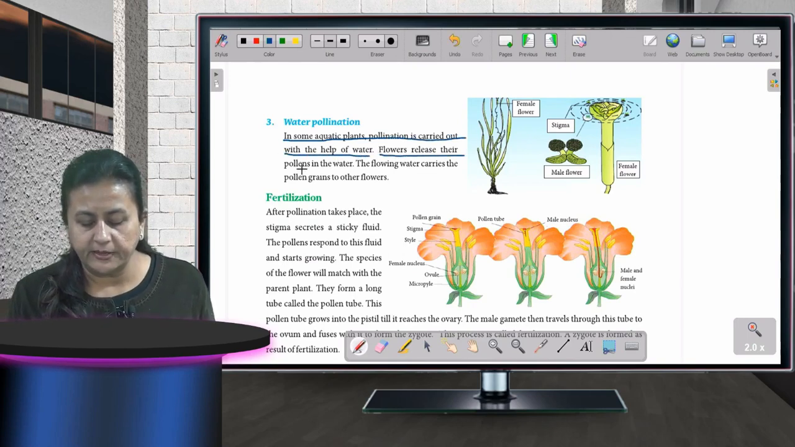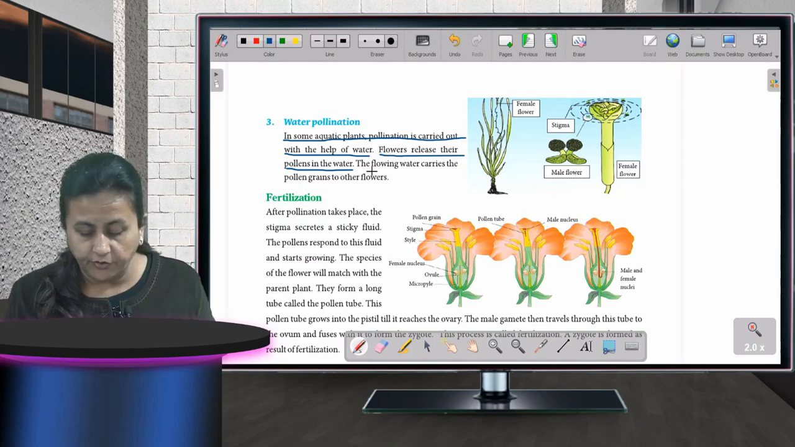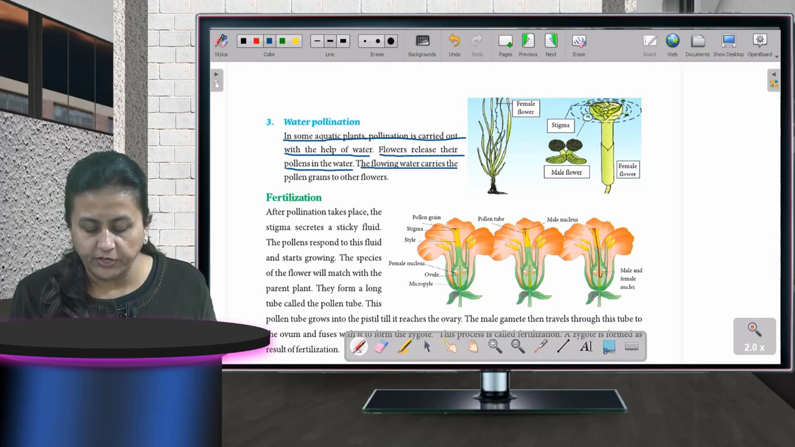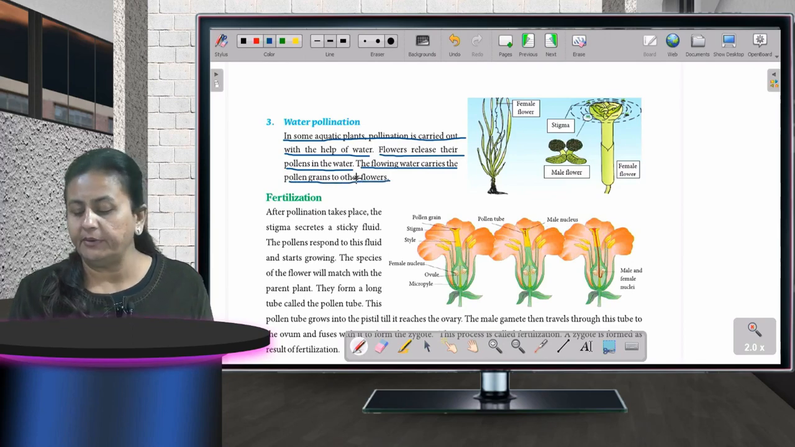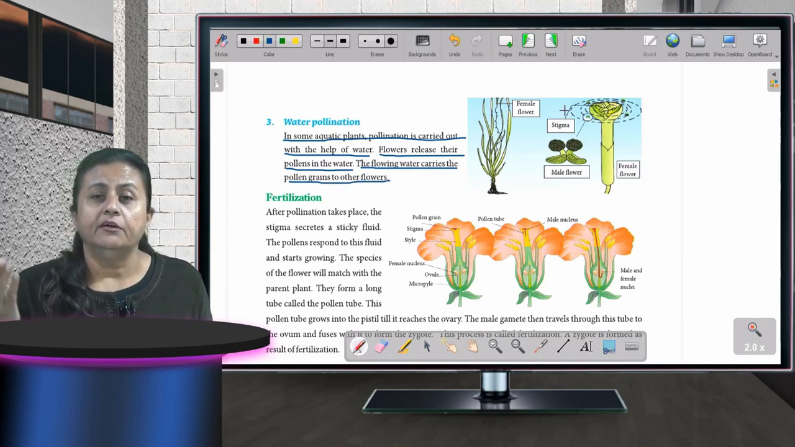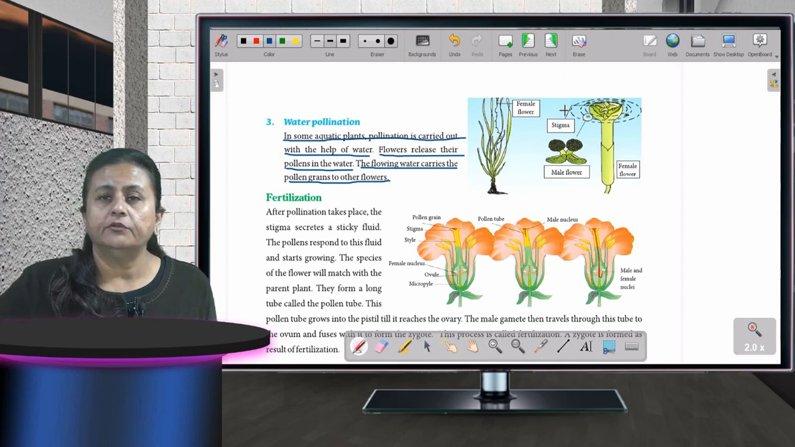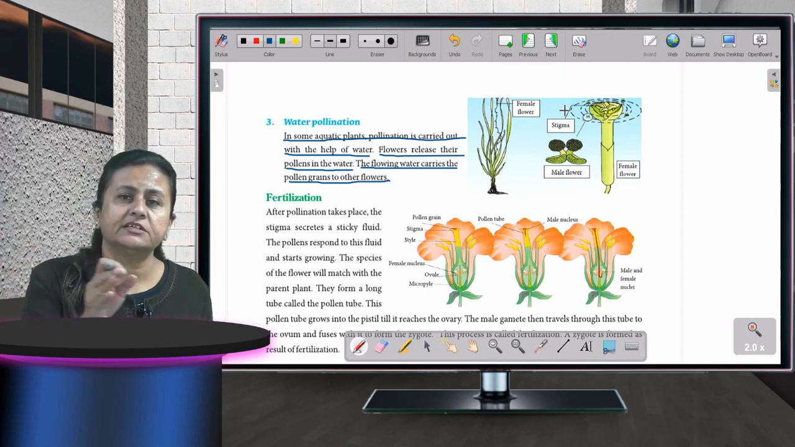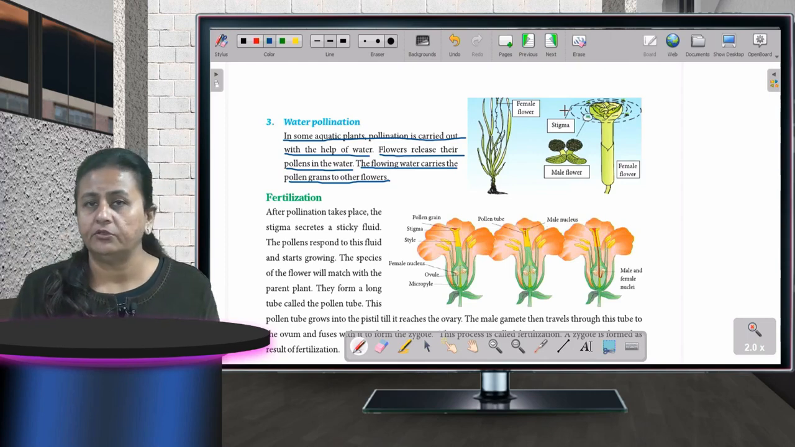Flowers release their pollen in the water. The flowing water carries the pollen to the other flowers. What is happening? When the pollens get mixed in the water, the water is carrying the pollens with it. And whichever flower is coming in its way, the pollens get stuck on that flower.